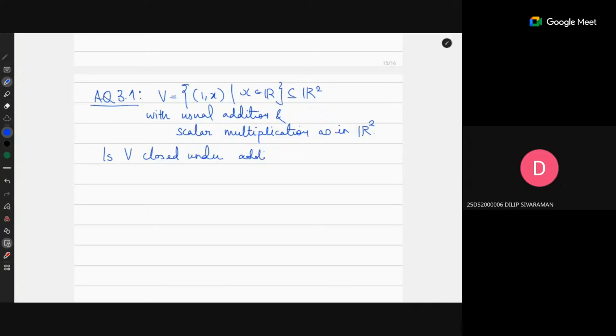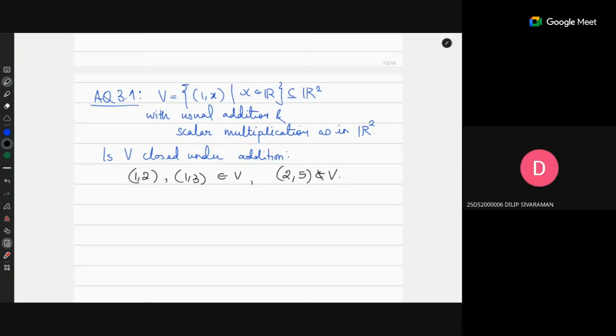So I would have thought the same, but then there is another example in the PDF for the same topic. Let's take 1, 2 and 1, 3. These two vectors are in V, right? But look at the sum: 2, 5, which is not in V. So they are not closed. There is no condition that the first value always stays 1, because it is under usual addition, and usual addition is coordinate wise.